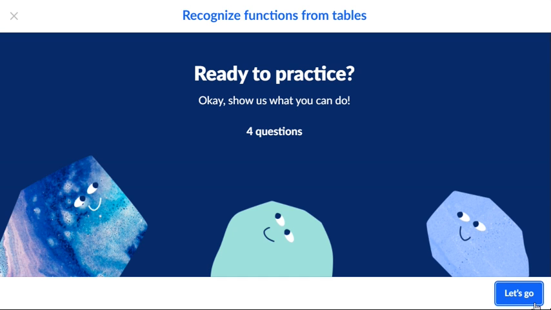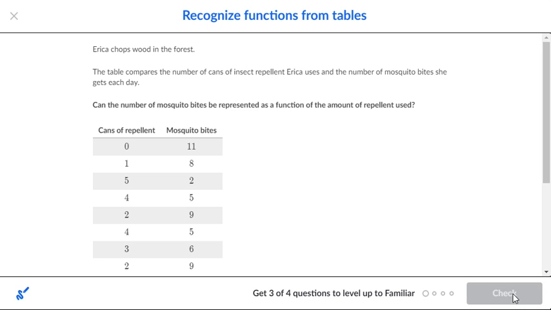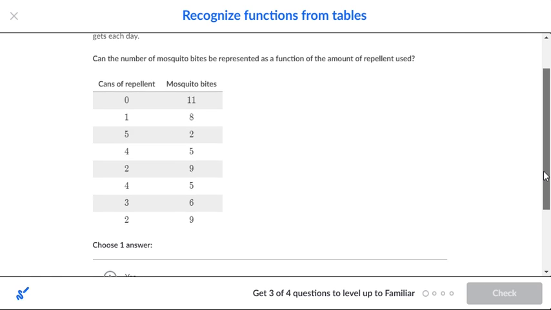Recognize functions from tables. Okay, so we have the following table. This table is about mosquitoes, and can the number of mosquito bites be represented as a function?